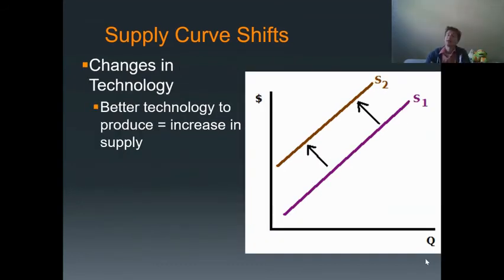Changes in technology, I think this one's pretty easy to understand. It's just the idea that when you have better technology, you can produce more. You have better machines, your supply increases. If for some reason all of your machinery is destroyed, well, then you'd have a leftward shift in supply.